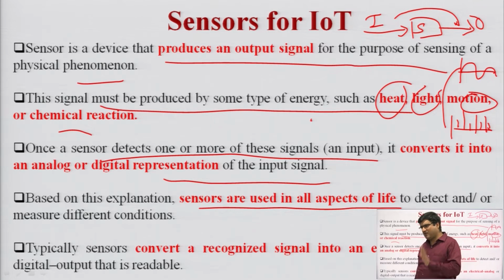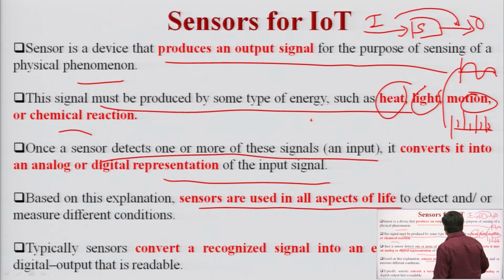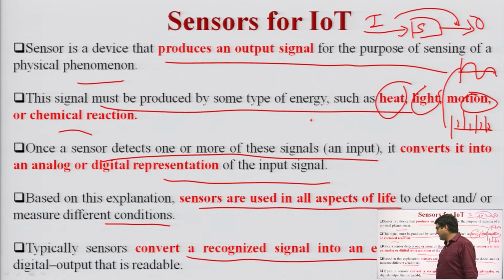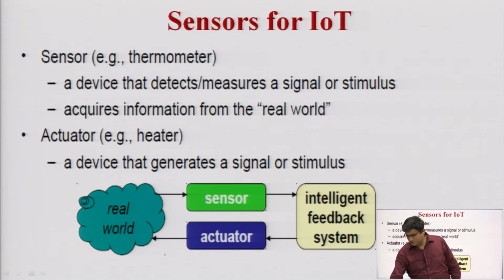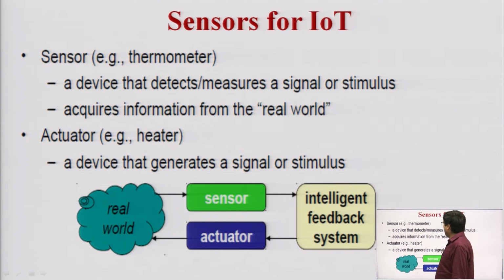So, in each and every application we need sensors for data acquisition to gather the data from the environment. It is used in all aspects of our life to detect and or measure different conditions. Typically, we can say that a sensor converts a recognized signal into an electrical analog or digital output that is readable. So, this is the basic introduction of sensors. We will see more about a sensor.